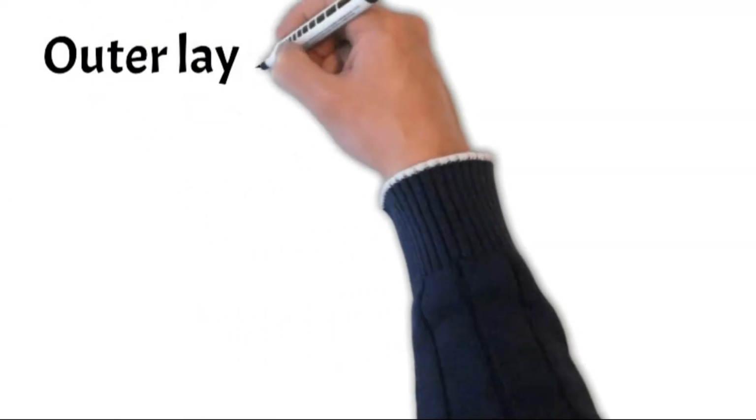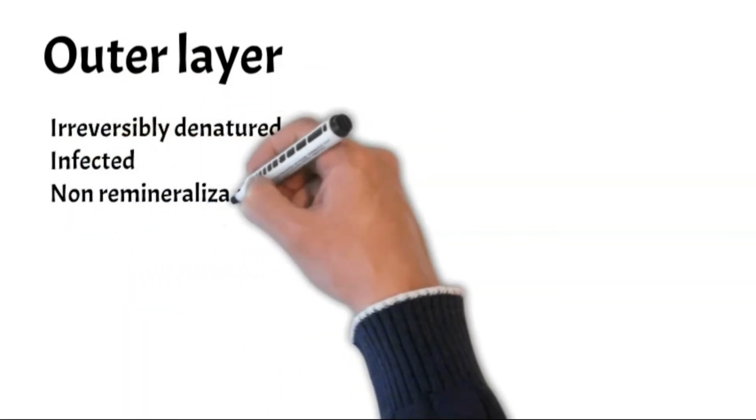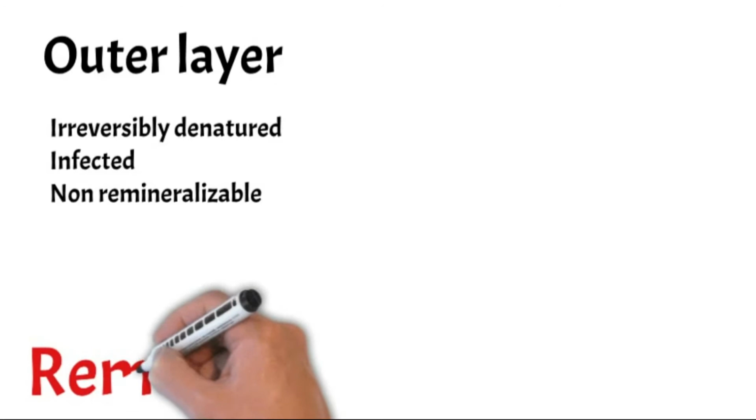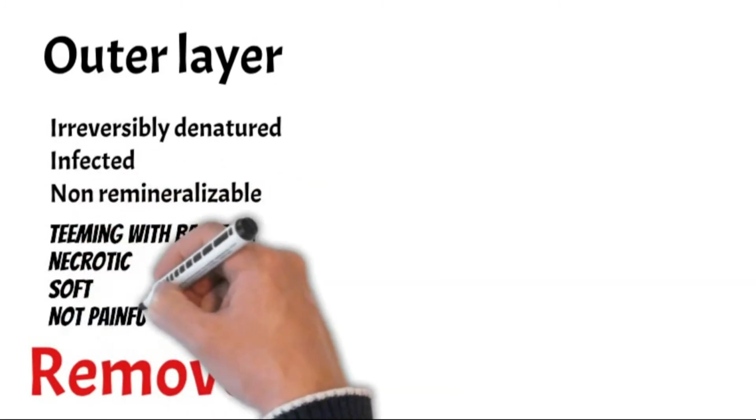We must remember that the carious dentine consists of two distinct layers. You have an outer and an inner layer. The outer layer is irreversibly denatured, infected, non-remineralizable, and therefore should be removed. It is teeming with bacteria, necrotic, soft, and not painful to remove.